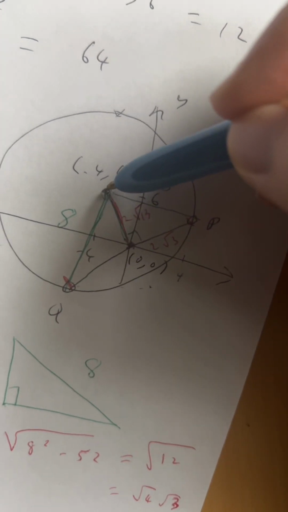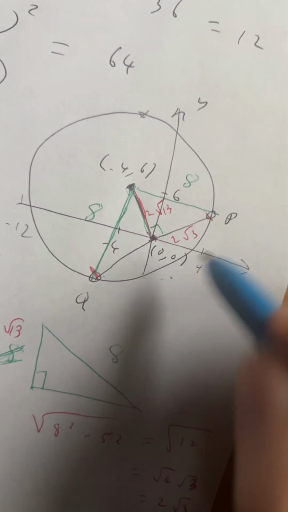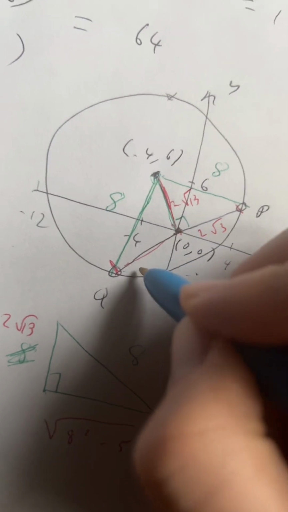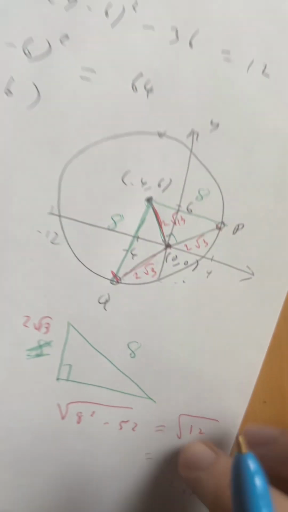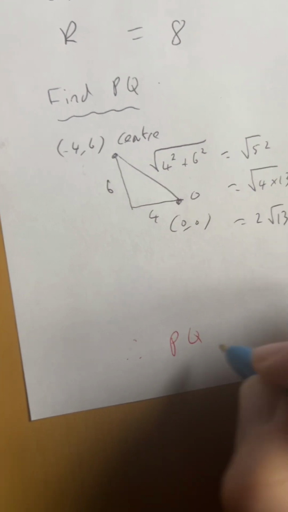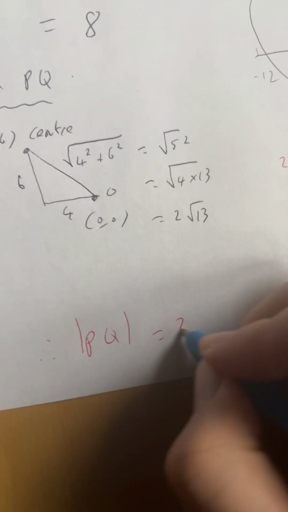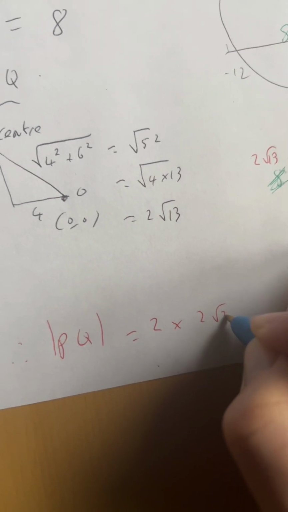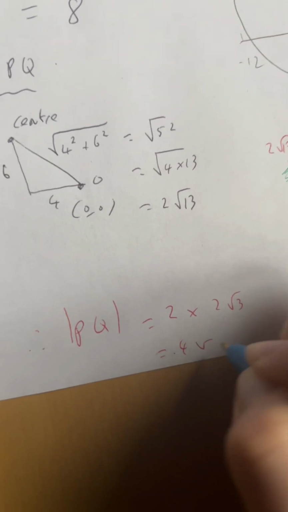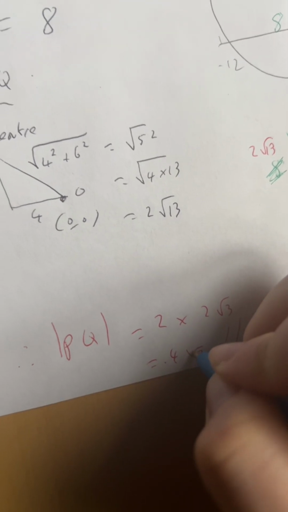And because, again, this line from the center to the origin is bisecting P to Q, I know that this length here is also 2 root 3 as well. So the length P to Q, so therefore PQ, I just use modulus signs around it. So the length of PQ is equal to 2 lots of 2 root 3, which is equal to 4 root 3. Sorry, that square root symbol there looks dreadful, but that should be a square root symbol there.